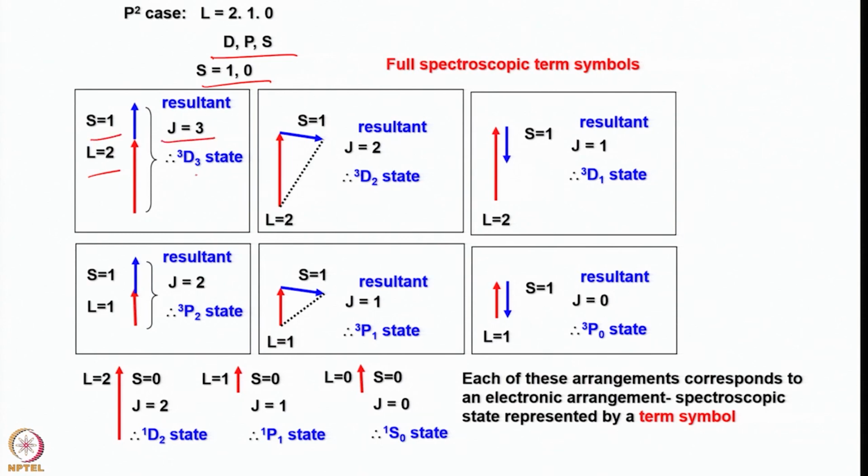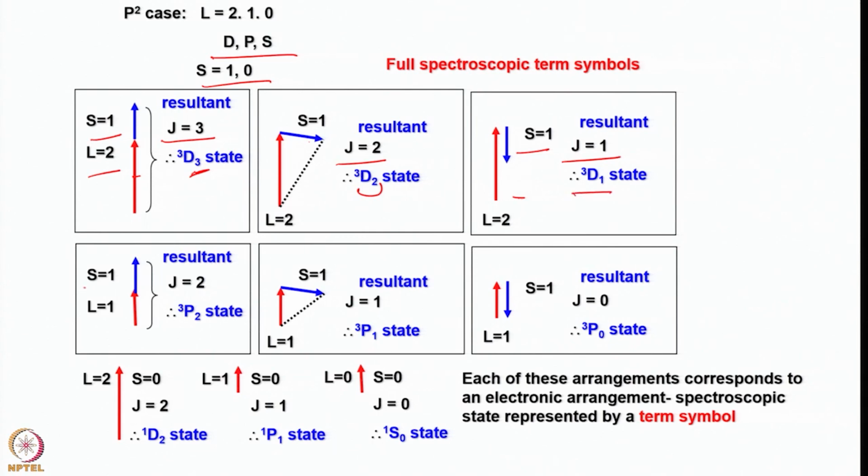In this case, the 3 will come here, 3D3 will be the state, and then they can also interact in this fashion. L2, that's the reason we have taken double the value of this one here, and then L2 and S can interact in such a way that the resultant will be J equals 2, and then we have here the 3D2 state, and then they can also interact in this fashion. Now the J value will be 1, the resultant, and then we will be having the 3D1 state.